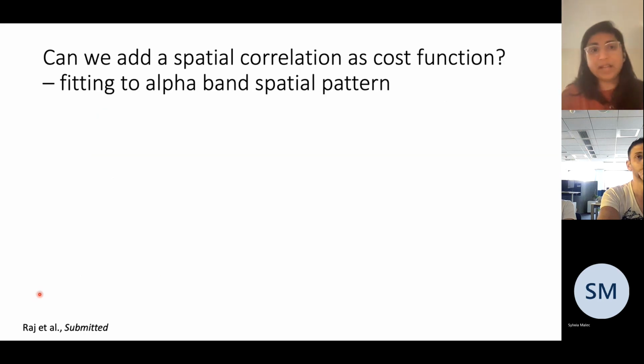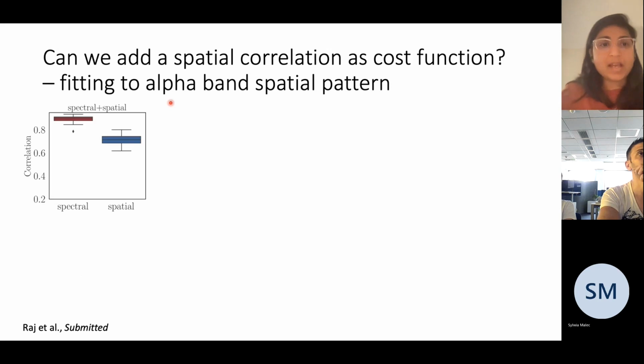That's what we did next, and we added a spatial correlation as a cost function in our model. This time we are fitting to just the alpha band spatial patterns in addition to the spectral patterns. Interestingly, we saw that we can fit to both. This is a case where our cost function was spectral correlation plus spatial correlation, and we saw that the spectral correlation as well as the spatial correlations were high.